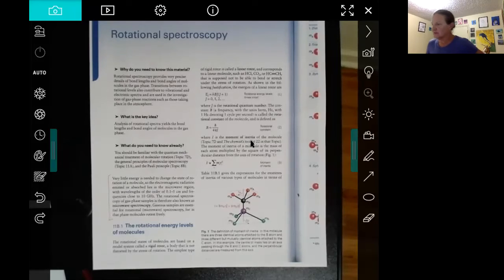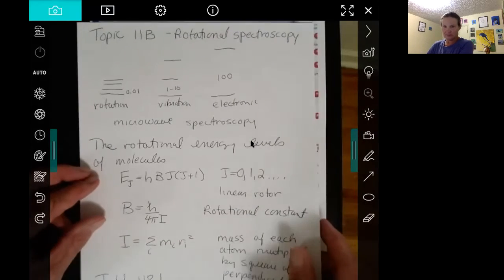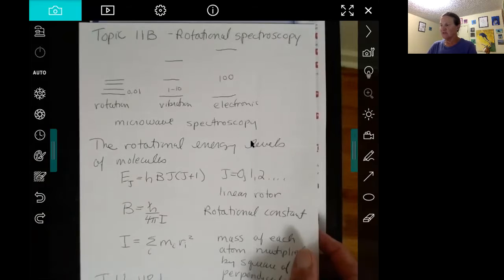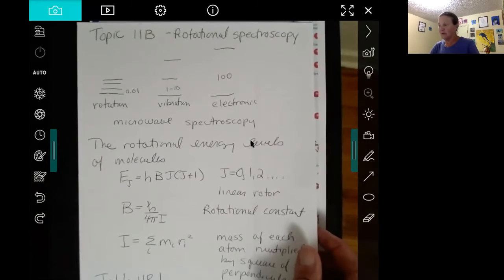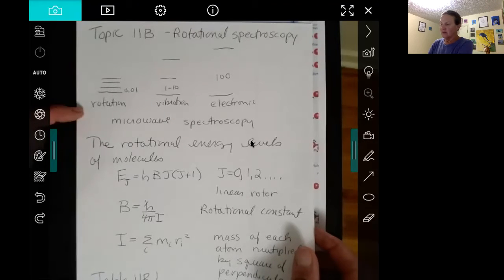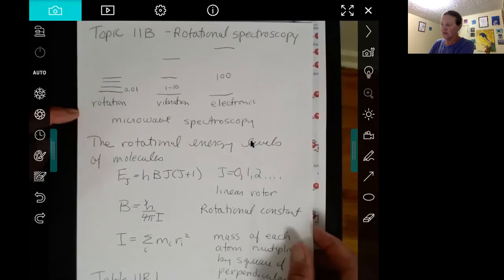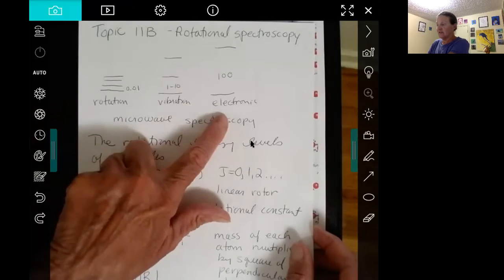Okay, so rotational spectroscopy. Let's just think a little bit as we get started here about each of the spectroscopies. Rotational spectroscopy usually takes place in the microwave region of radiation, so it'd be microwave spectroscopy. When you look at the energy it takes to add energy to different modes, rotation, if it's 0.01, whatever units your energy are, then vibration is about 1 to 10, and then electronic is about 100.